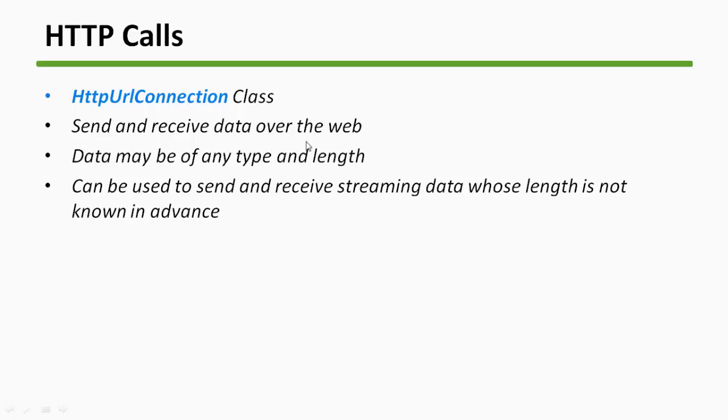You can send and receive data over the web using the HttpUrlConnection class, and this data can be of any type and length. You can even fetch a 100 GB file through a URL connection class, and it can be used to send and receive streaming data whose length is not known in advance. If you don't know how big your file is, you can still use the HttpUrlConnection class, and the data will be streamed. As soon as it is coming, you can use it in your app, and it will continue coming. You don't need to know in advance how big your data is.